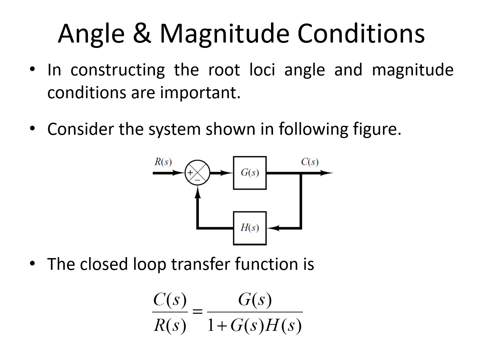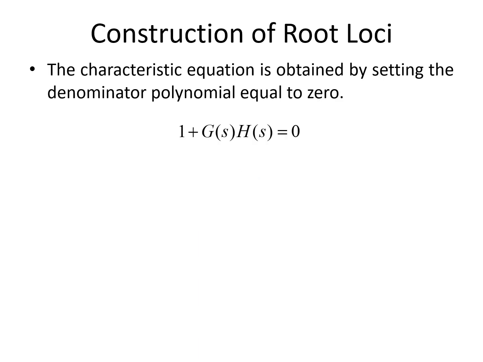Now as you know, the closed loop transfer function C of s by R of s is given as G of s divided by 1 plus G of s into H of s, and the characteristic equation of the closed loop system is given as 1 plus G of s into H of s is equal to 0. This is our characteristic equation. Or else you can rewrite this as G of s into H of s is equal to minus 1.